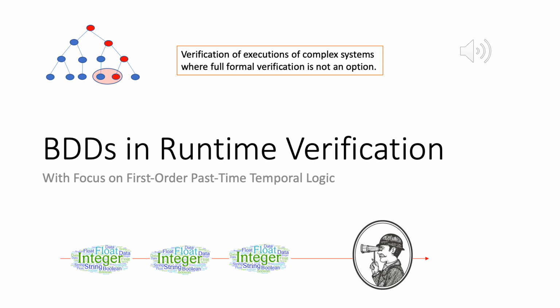We shall now explore the use of BDDs in runtime verification, and in particular runtime verification with first-order past-time temporal logic. The challenge is to monitor events that carry data, such as integers, floating point numbers, strings, etc. That is, not just Boolean propositions.